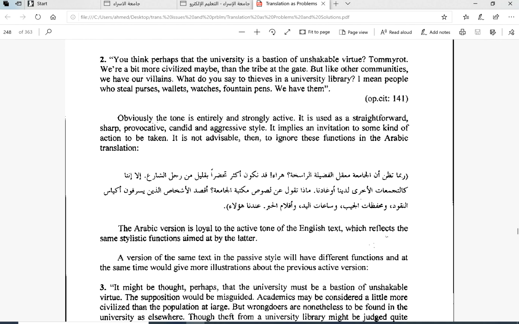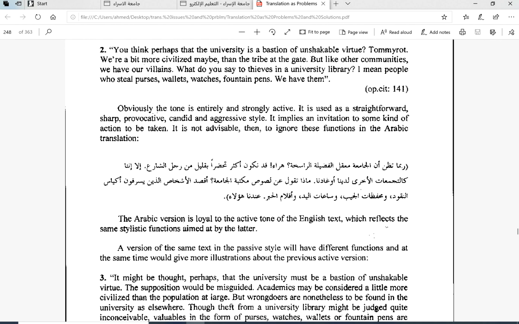If you're going to translate it into: ربما تظن أن الجامعة معقل الفضيلة الراسخة. هراء، ده هراء. لقد نكون أكثر تحضرا بقليل من رجل الشارع، لكن إلا أننا كالتجمعات الأخرى لدينا أوغادنا أو من يعملون السوء. ماذا تقول عن لصوص مكتبة الجامعة؟ أقصد الأشخاص الذين يسرقون المحافظ، محفظات الجيب والنقود وساعات اليد وأقلام الحبر. عندنا من هؤلاء، عندنا منهم يعني.